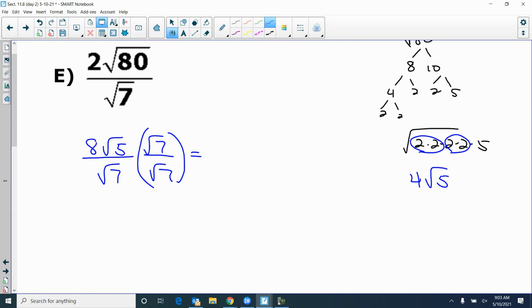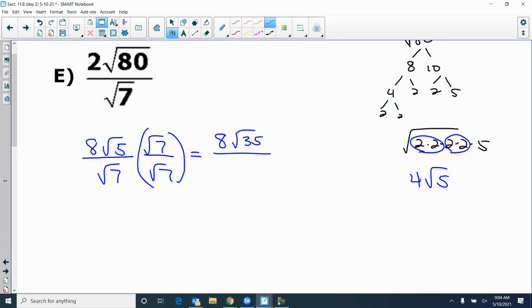What do you think we get on top? Would it just be 7? On top. I just want to see if you know what you're allowed to multiply together and what you're not allowed to multiply together. So 8 square root of 5 times square root of 7 would be 8 square root of 35. All right, that's what I wanted to see. So you did know. 8 square root of 35.